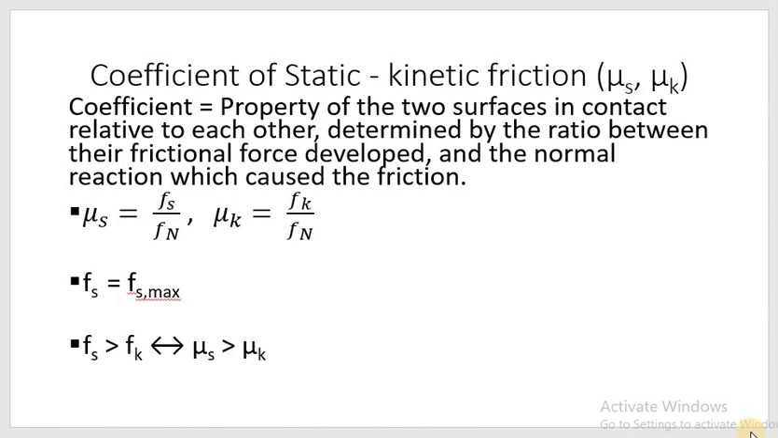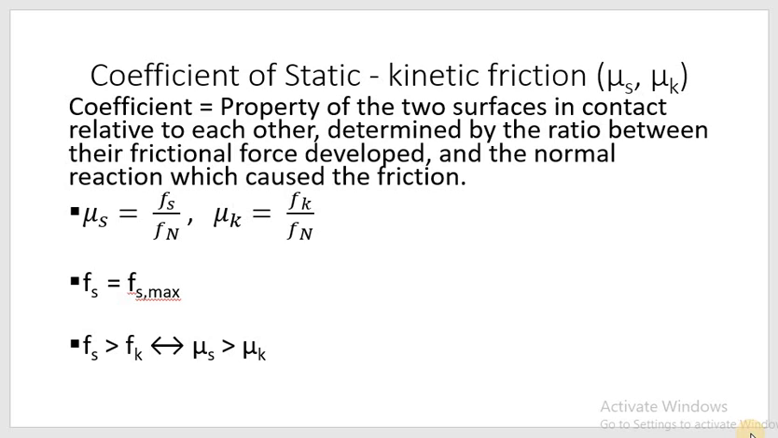The coefficient of friction is a property of the two surfaces in contact with each other. This coefficient varies with the surfaces of contact, regarding the materials in contact, the type of the surfaces, and the relative finish of the surfaces, whether they are rough or smooth. All these are factors that affect the friction coefficient.